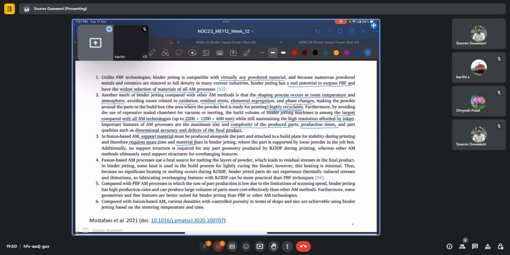However, in binder jetting, it is loose powder only which provides support. Since there is no fusion and there are no high thermal gradients and thermal cycling, there are no residual stresses, no warping, and thus no need for explicit support structures.